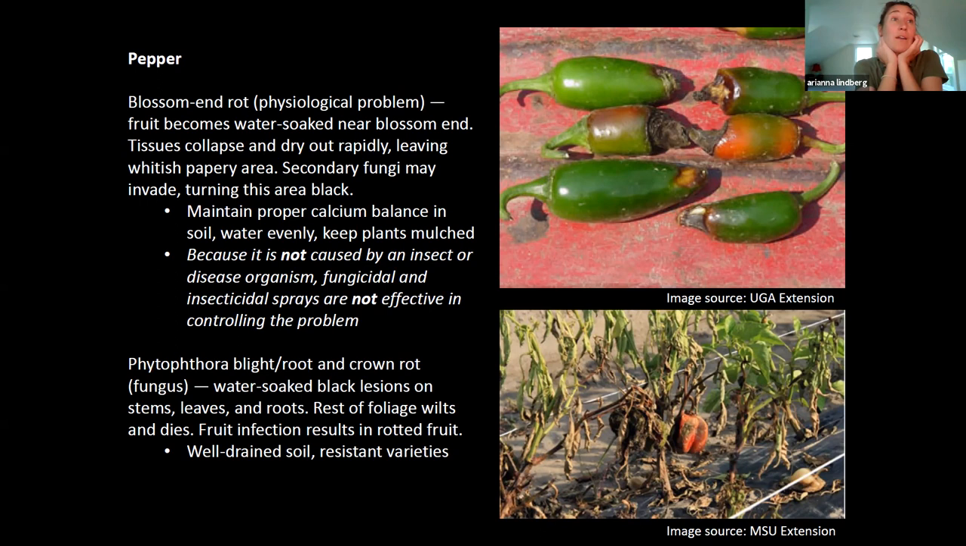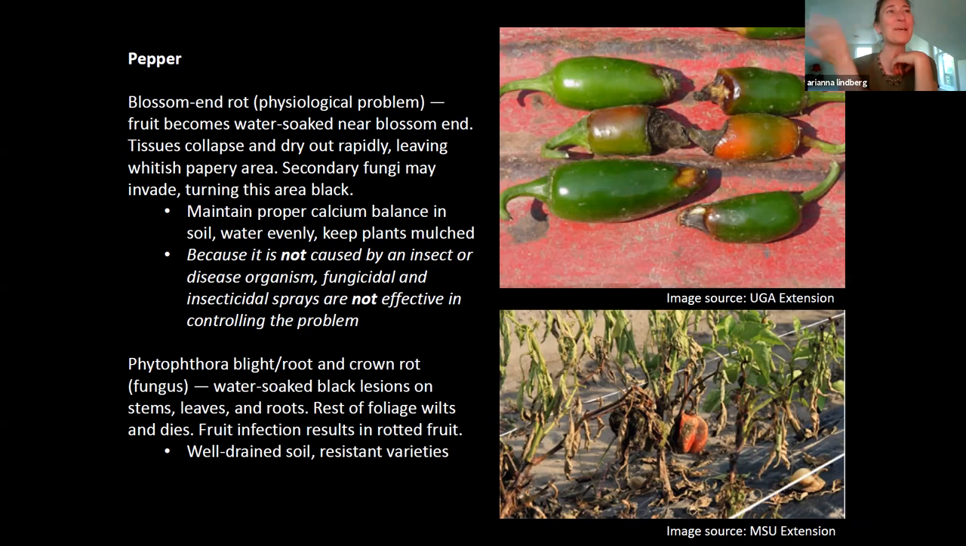So there's not a whole lot you can do, because it's not like an insect or a disease. Once blossom end rot has set into a plant, you just want to, not CPR, but just like, do what you can to salvage things.